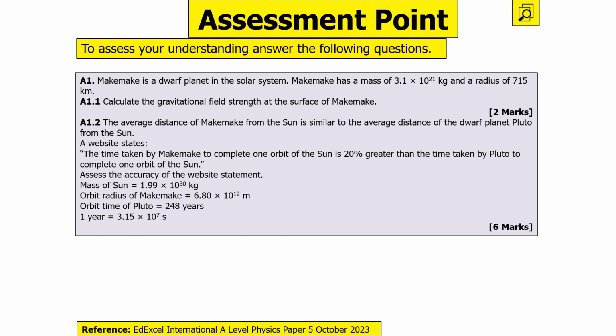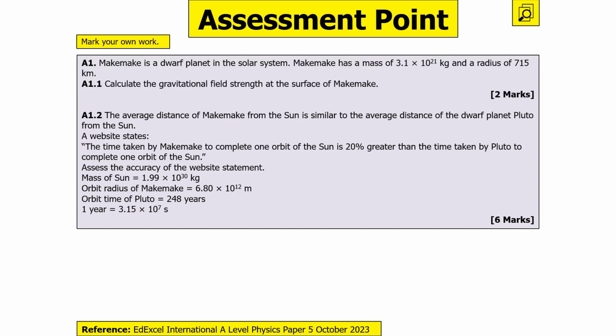The next question says Makemake is a dwarf planet in the solar system. Makemake has a mass of 3.1 times 10 to the 21 kilograms and a radius of 715 kilometers. Calculate the gravitational field strength at the surface of Makemake. Then the distance of Makemake from the sun is similar to the average distance of the dwarf planet Pluto from the sun. A website states the time taken by Makemake to complete one orbit of the sun is 20% greater than the time taken by Pluto to complete one orbit of the sun. Assess the accuracy of the website statement. So pause the video now, then unpause the video when you want to go through your answer.